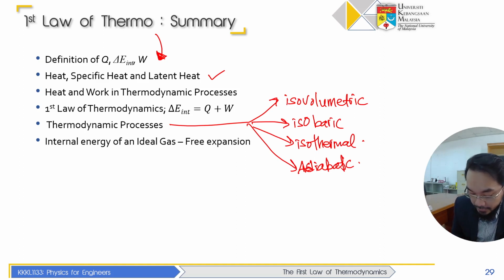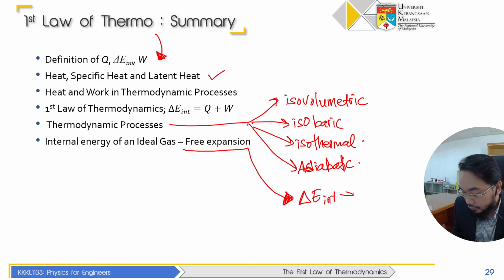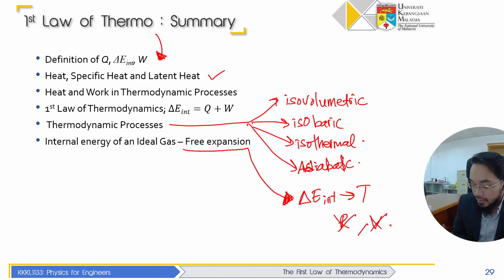And then lastly, internal energy of an ideal gas. We looked at the experiment explaining free expansion, and in this experiment it's important to explain that the change in internal energy only depends on temperature, and not pressure and not volume. So the change in volume and change in pressure does not determine whether there will be a change in internal energy. Only the change in temperature will cause the change of internal energy. And then the energy transfer mechanism.